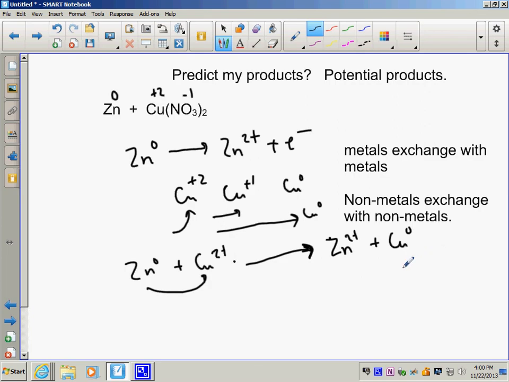In this case, the overall reaction will look like this: zinc metal plus copper nitrate goes to zinc nitrate plus copper metal. Again, it's balanced. This guy lost 2 electrons, this guy gained 2 electrons. It's a 1-to-1 ratio, so this is all balanced.